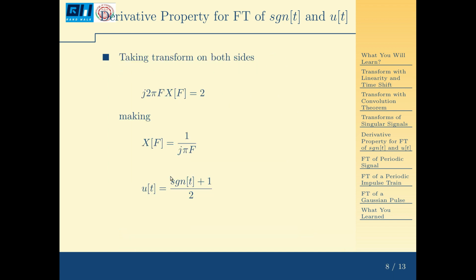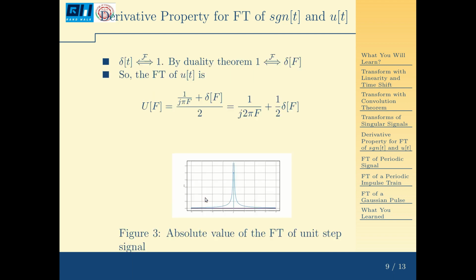Now we know the Fourier transform of sgn(t), we should know the Fourier transform of 1. So by duality, you know that delta(t) has a Fourier transform of 1. So by duality theorem, 1 has a Fourier transform of delta(f). This is the duality theorem. That is, delta(t) has a Fourier transform of 1. So by duality theorem, 1 has a Fourier transform of delta(f).